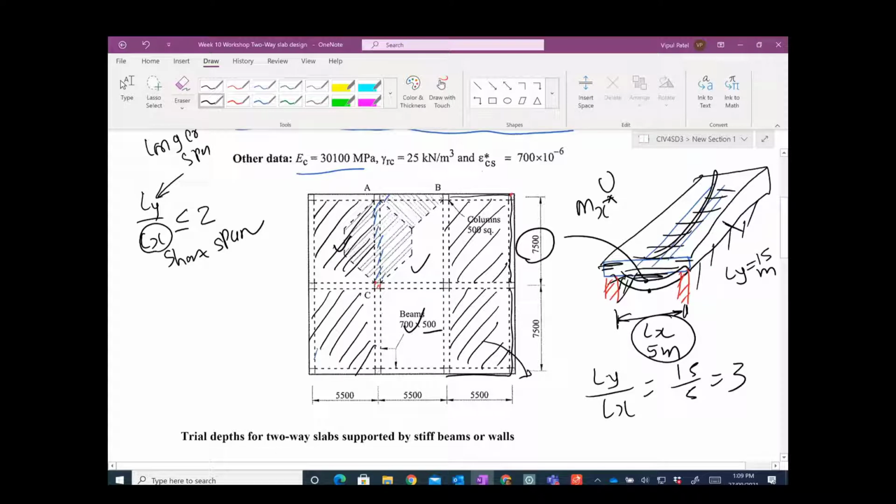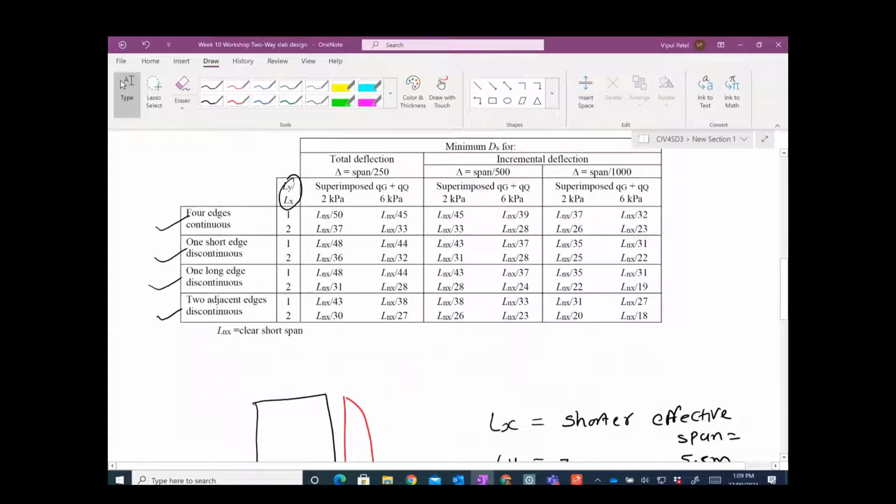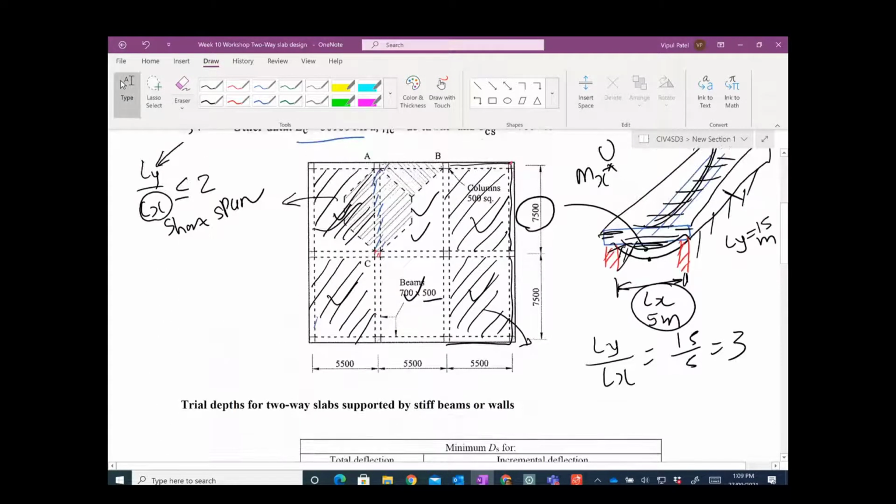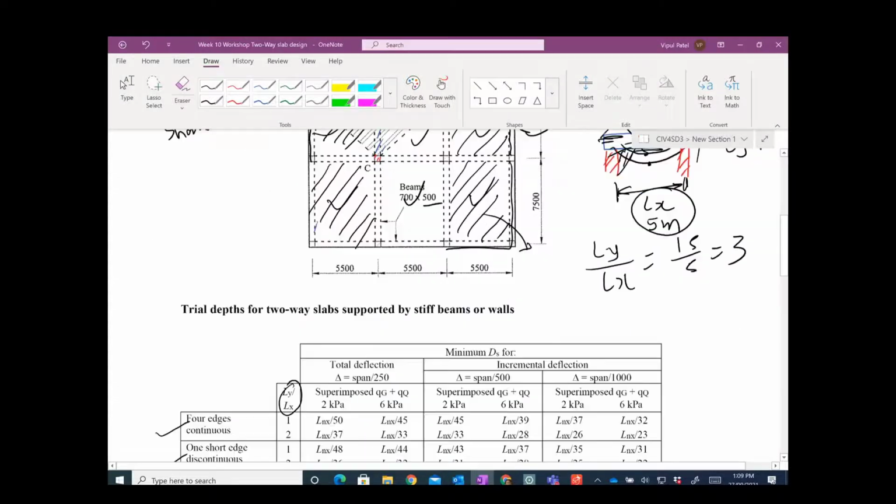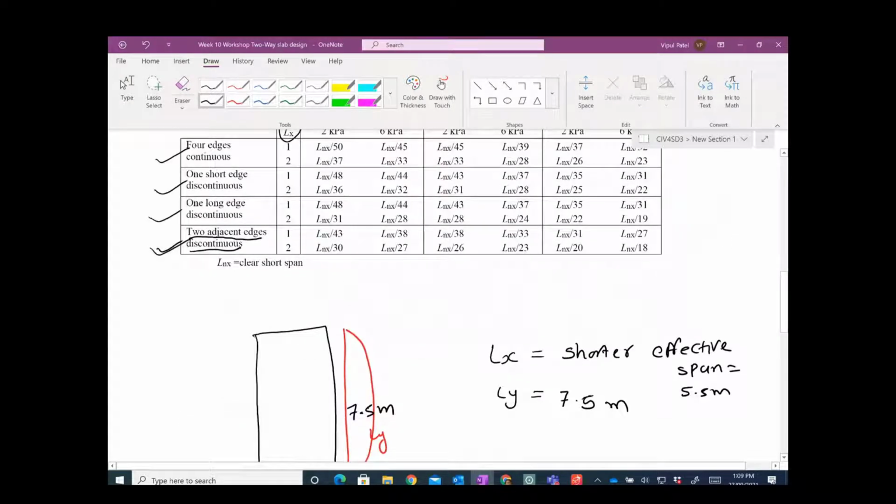So this beam will have more deflections. You can see if it is uniform loading, this will be stronger. So your design will be governed by those where your two edges are discontinuous. So two adjacent edges are discontinuous. That's good, because this would be your critical panel. That's what we are going to take. So let's say take this one.